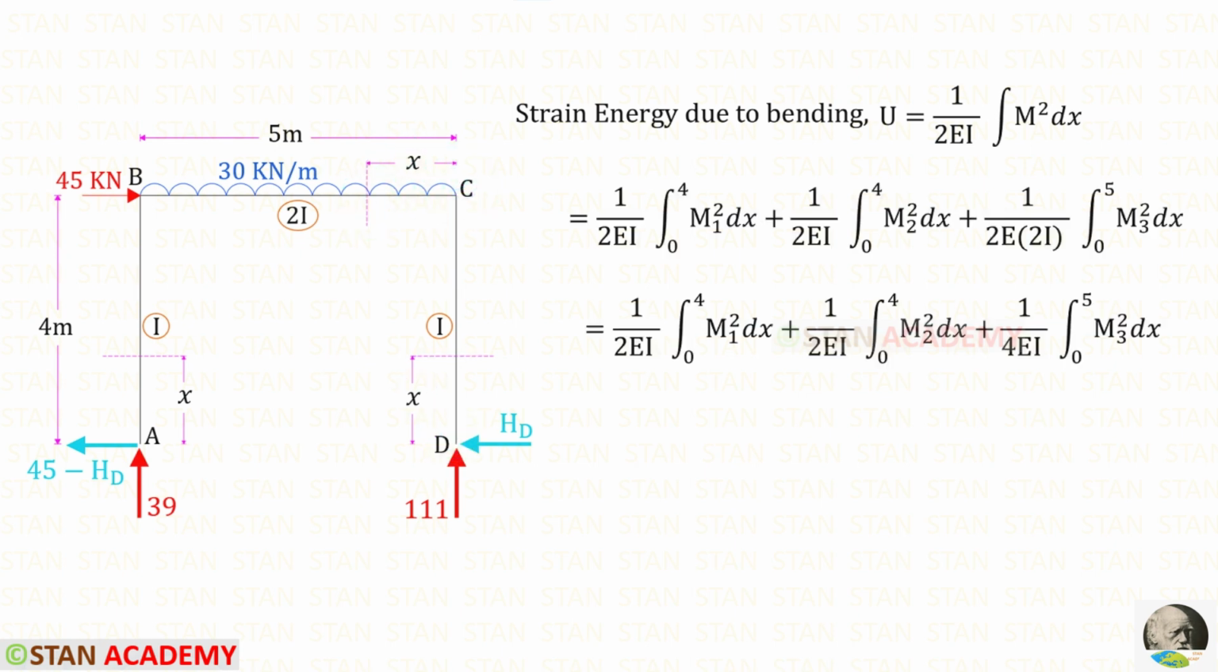from C. Since there are three sections, we have to split this formula into three parts. This is for this section. The limits will be 0 to 4. This is for this section. The limits will be 0 to 4. And this is for this section. The limits will be 0 to 5. For BC, the moment of inertia is 2I. So in the formula, instead of I, we have to apply 2I. 2 into 2, it will be 4.